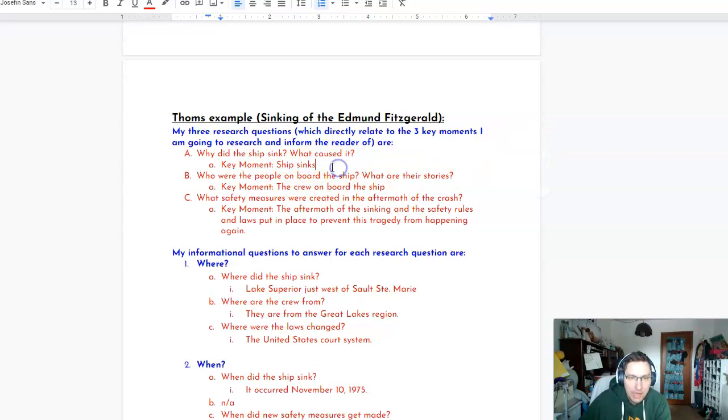Now, I didn't write a lot here, but I would probably, in order to answer why did the ship sink, what caused it, I'm going to go back and I'm going to do a lot of research and tell a reader the ship sank because of X, Y, Z. The things that caused it were the weather, a lack of safety enhancements, and a few other reasons. So my answer in reality is going to be a heck of a lot longer than this. But okay, just keep in mind, key moment here, ship sinks, my research question, why?